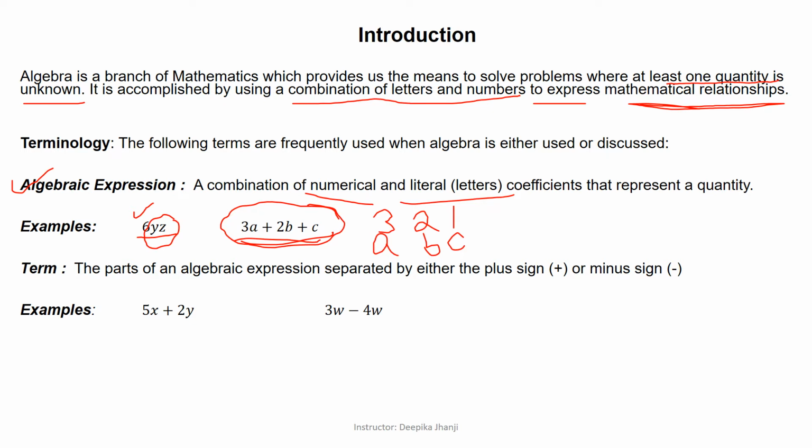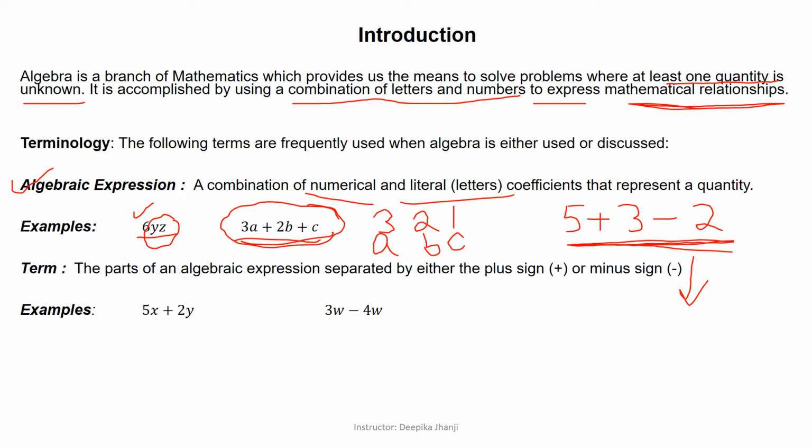I'll consider another expression. Let's say you have 5 plus 3 minus 2. This is free from letters. So this is an arithmetic expression. This is not an algebraic expression. This is simply an arithmetic expression.